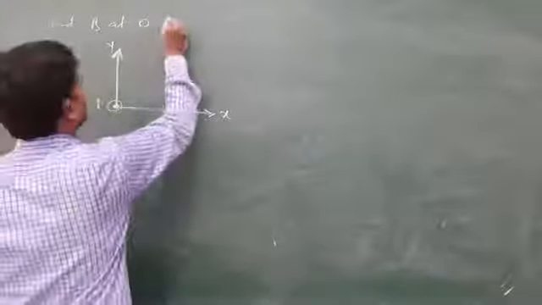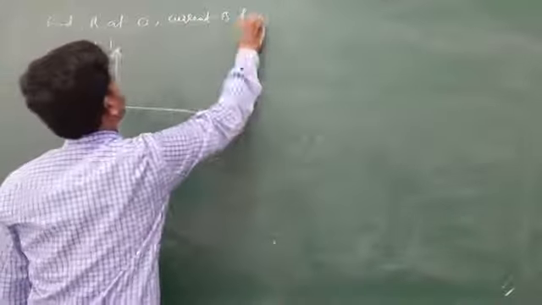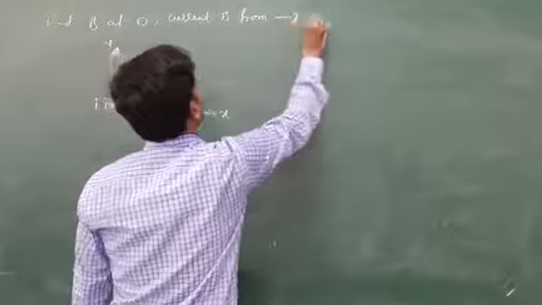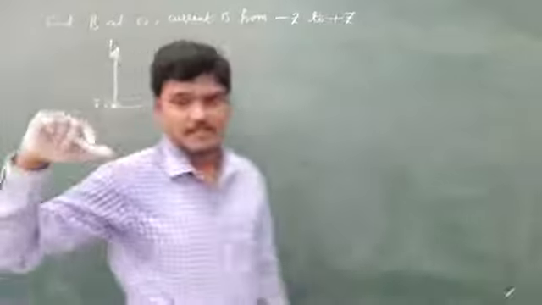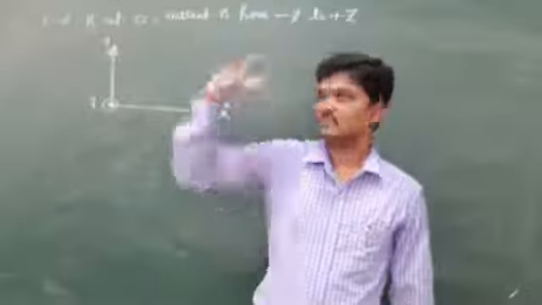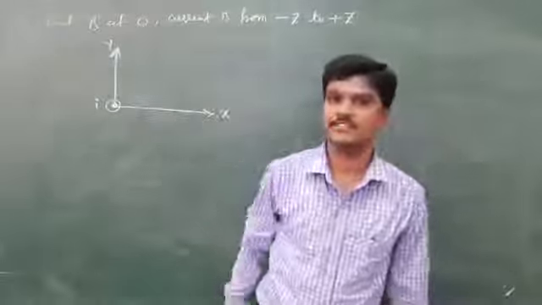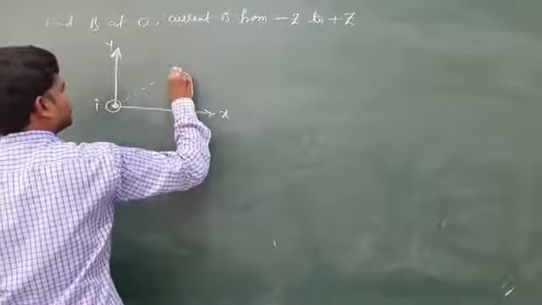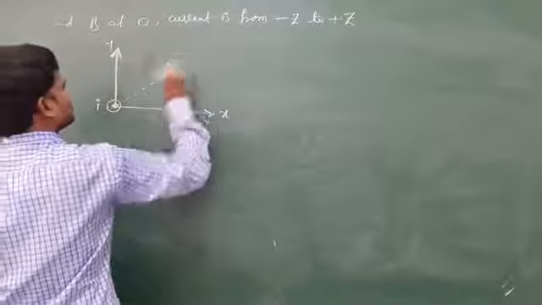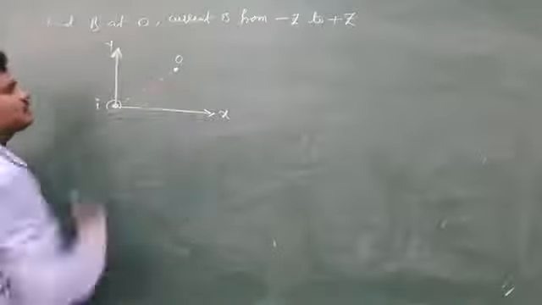So here, the current is from where to where? Current is from minus Z to plus Z. Minus Z to plus Z means into the board and out. So the current is outward, with the x-axis and y-axis. They are asking to find the field at point O, mentioned here. The target is to find the field at this point.